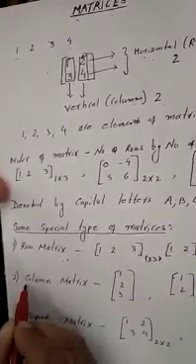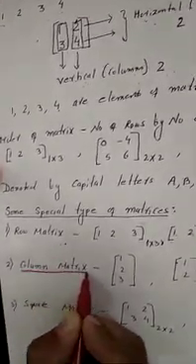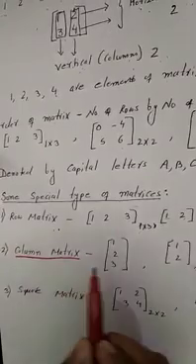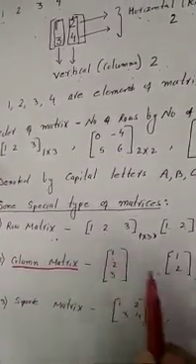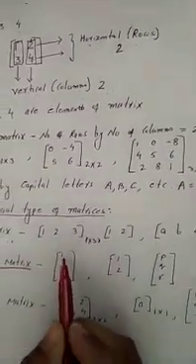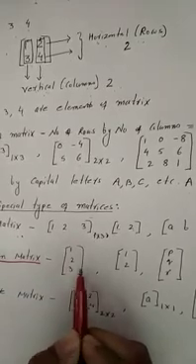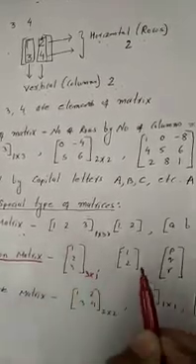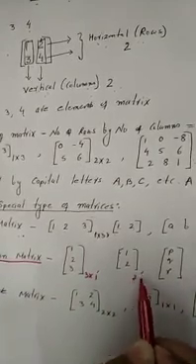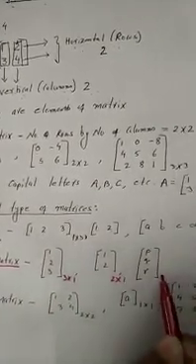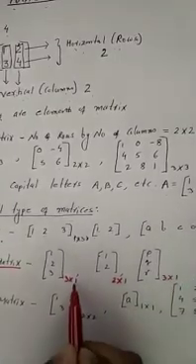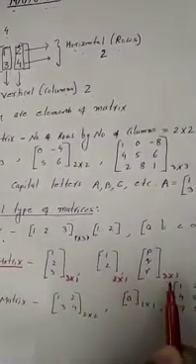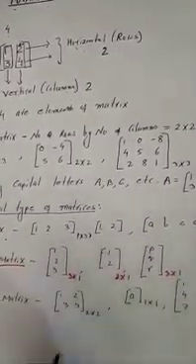The second type of matrix is called the column matrix. A matrix having only one column is called the column matrix. For example, 1 2 3. Here we have 3 rows and one column. Here we have 2 rows and one column. Here you have 3 rows and one column. So you have to focus on the column. When I say column matrix, it should have only one column.